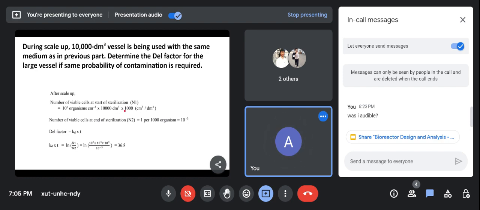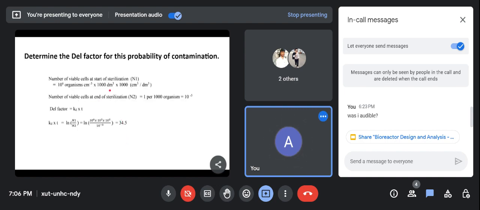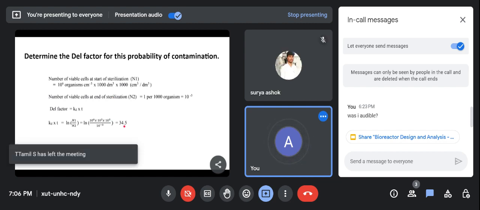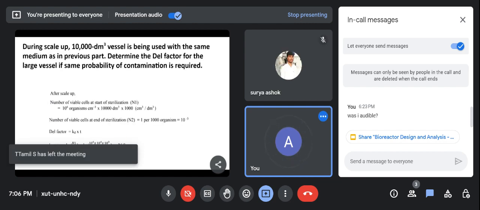Again, to convert dm cube to centimeter cube, you multiply it by 1000. The number of viable cells at the end of sterilization is the same. It is 10 to the power minus 2. Okay. So again, to find the del factor, you use the formula ln n1 by n2, and you use the new n1 in this case. So the answer you get is 36.3. So once you increase the vessel size from 1000 dm cube to 10,000 dm cube, you see that the del factor changes from 34.5 to 36.2.